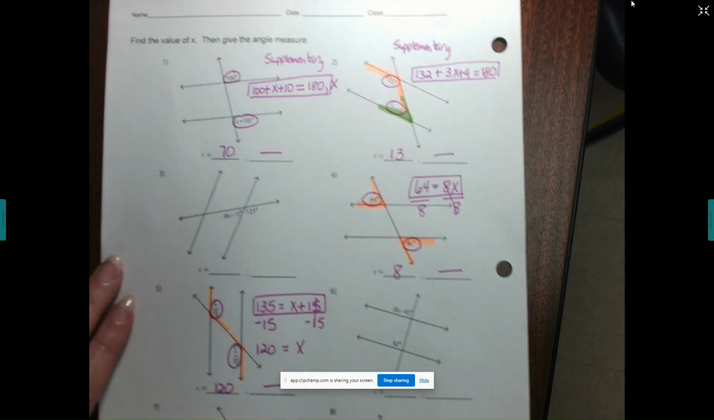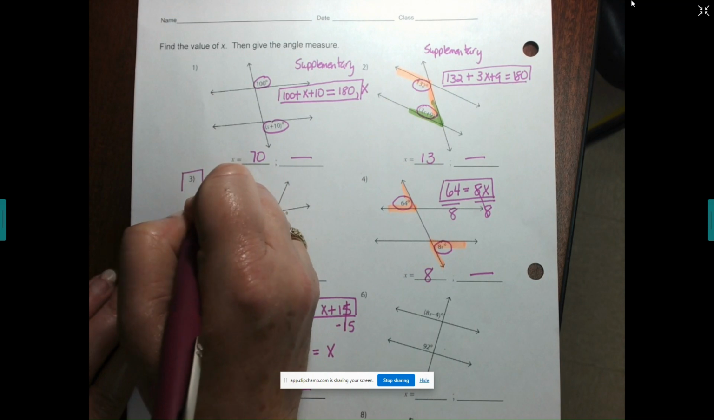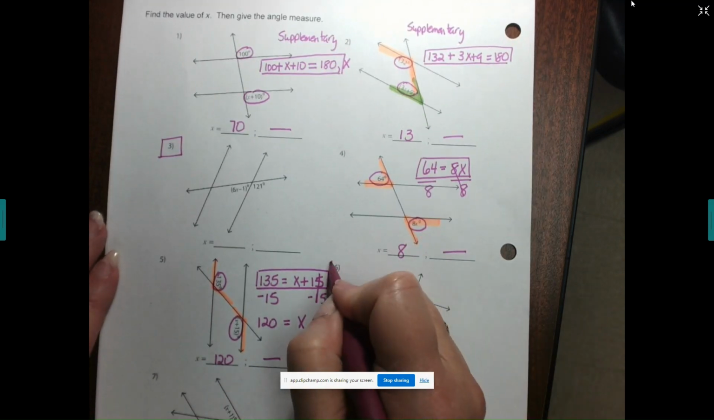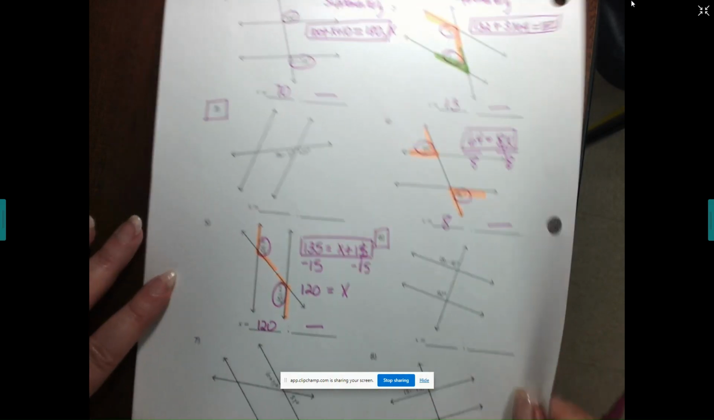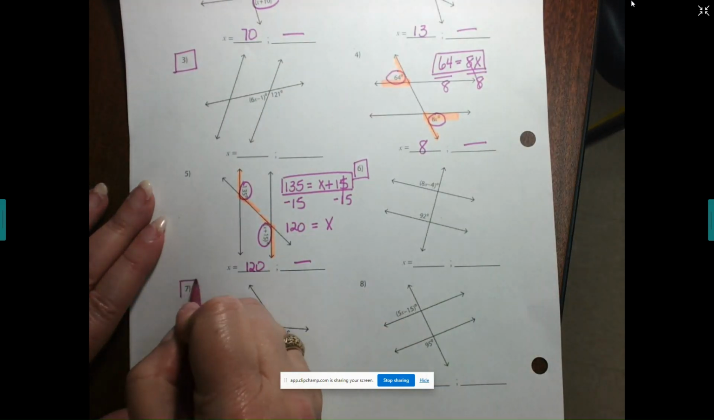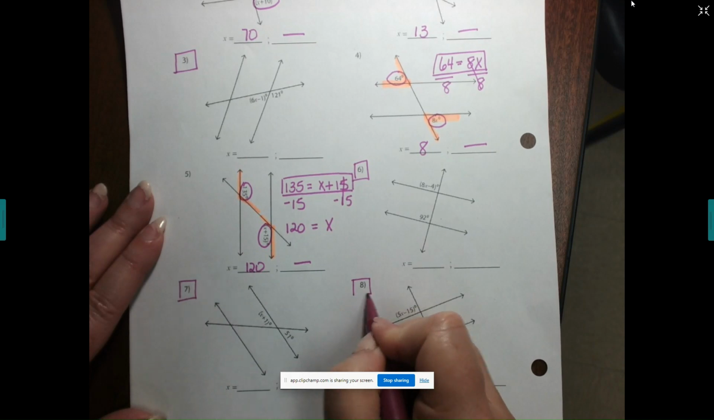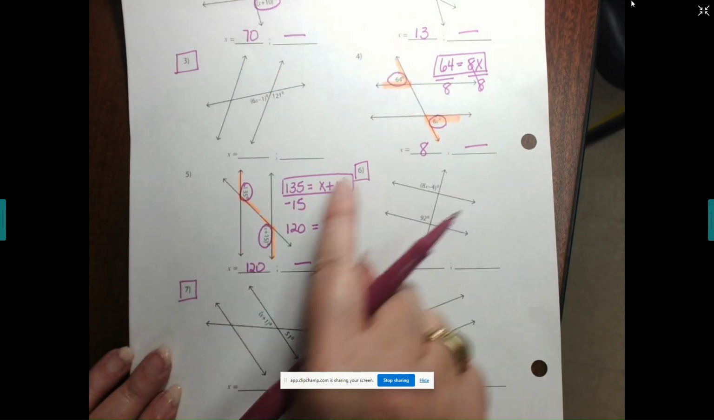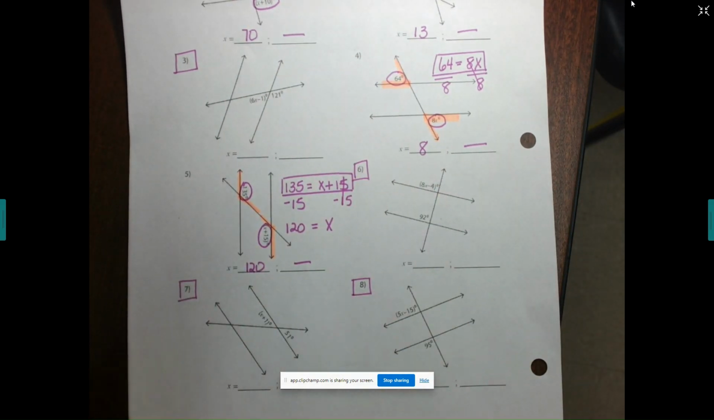And that's all I need you to do. I need you to set up the equation for number 3. I need you to set up the equation for number 6. I need you to set up the equation for number 7 and for number 8. That is it. Come to class tomorrow with these 4 questions set up and ready to solve. Okay?